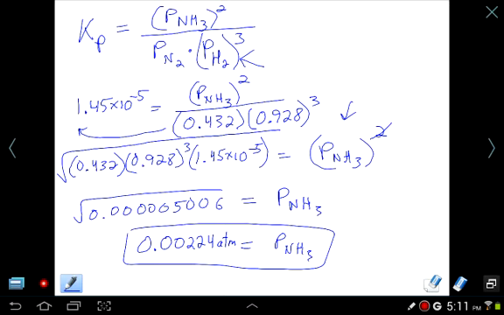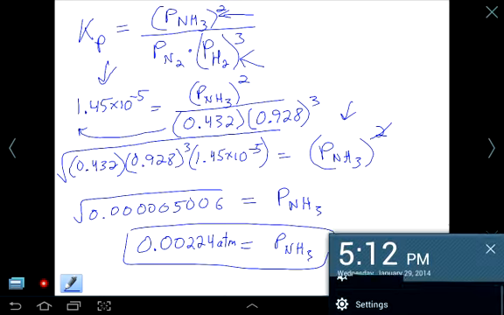But that's due to the fact that your Kp value is really small, and that would make sense. That's because if Kp is small, your product is really small, your reactant is great, and because NH3 is a product, we have a really small pressure of our products. And this concludes lesson 2 of chapter 15.